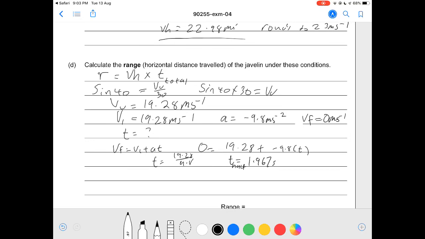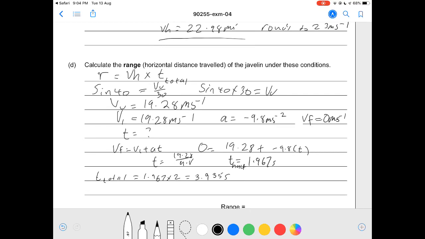But because the parabola is symmetrical, you're going to multiply this time by 2. So we're going to multiply the time by 2. And you should get that your T total should be equal to 1.967 times 2, which is equal to 3.935 seconds in time.